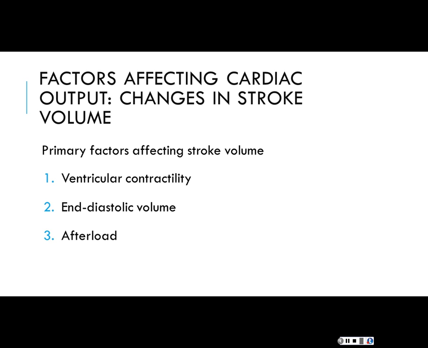So if a ventricle has greater contractility, the force is greater, so our stroke volume should go up. There's a direct correlation between contractility and stroke volume. The stronger the heart beats, the more blood it can push out. And the reverse would be true: if my heart beats like I'm taking a nap, my stroke volume is going to be low. So it's directly related.